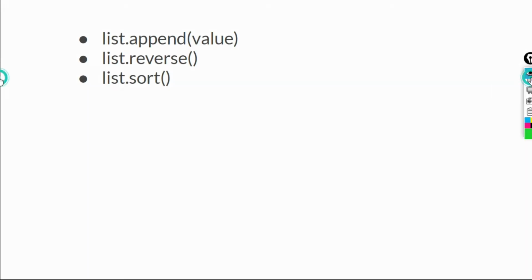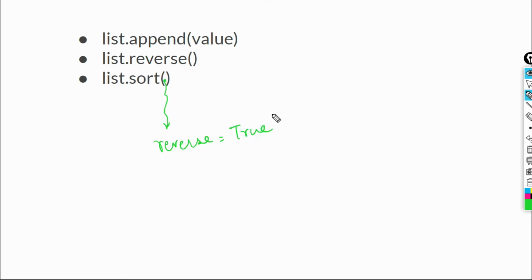In the last lecture, we have seen how we can reverse the list and how we can sort the list in ascending order. Now let's see how we can arrange the list in descending order. We can do this in two ways. The first way is, in the sort method, we can pass a keyword argument reverse and set its value to true. This will reverse the list after sorting and we will get the list in descending order.